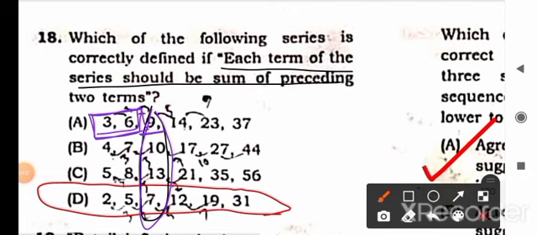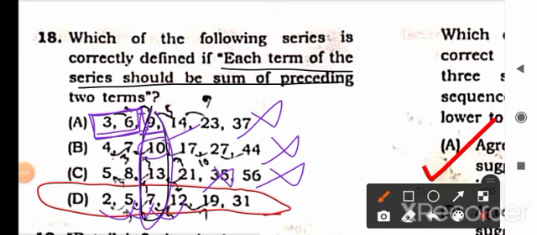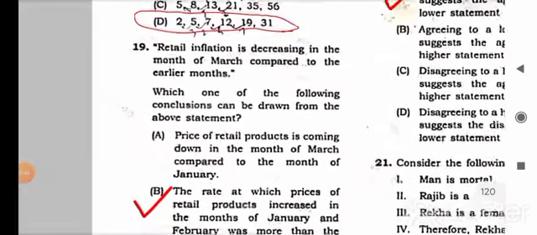9 plus 6 should be 15, but here 14 is given, so this one is incorrect. Then 4 plus 7 is equal to 11, not 10, again this is incorrect. 5 plus 8 is 13, okay. 13 plus 21 is 34, not 35, so this one is also incorrect. 2 plus 5 is 7, 7 plus 5 is 12, 7 plus 12 is 19, 12 plus 19 is 31. This series is correct. So I hope you understood what is given here.